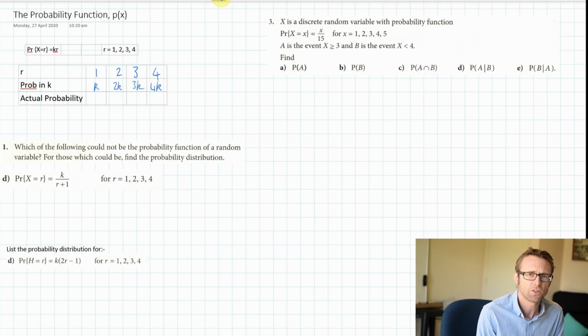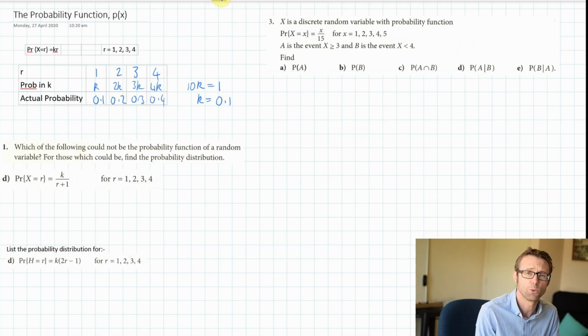Now, because this is a discrete random variable, we know that these values of k must add up to 1. So if I add my values of k, I've got 4, 7, 9, I've got 10k. So 10k is equal to 1, and therefore I know that k is equal to 0.1. So I can fill in my actual probabilities in the bottom row here: 0.1, 0.2, 0.3, 0.4.